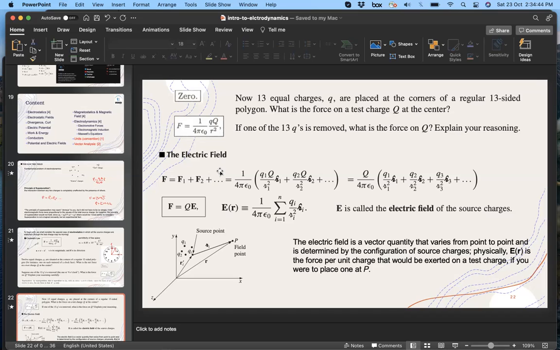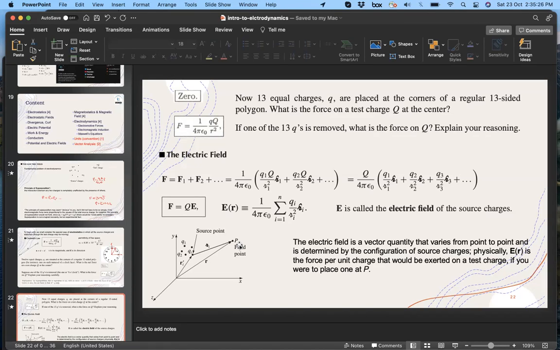And then on the basis of Coulomb's law, we also defined a quantity called the electric field. The electric field is simply defined through the force, which is equal to charge times electric field, or you can say the electric field is the Coulomb force divided by the test charge Q. Then again we used the superposition principle, and we defined the electric field, which depends on the radial quantity, the distance from the source point to the field point.